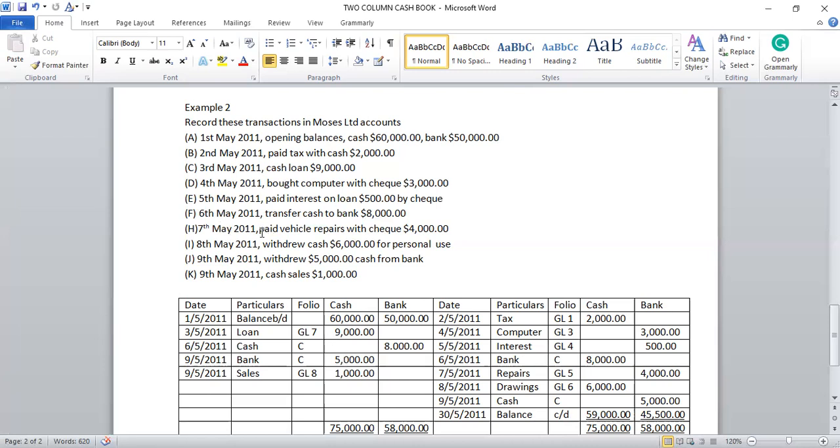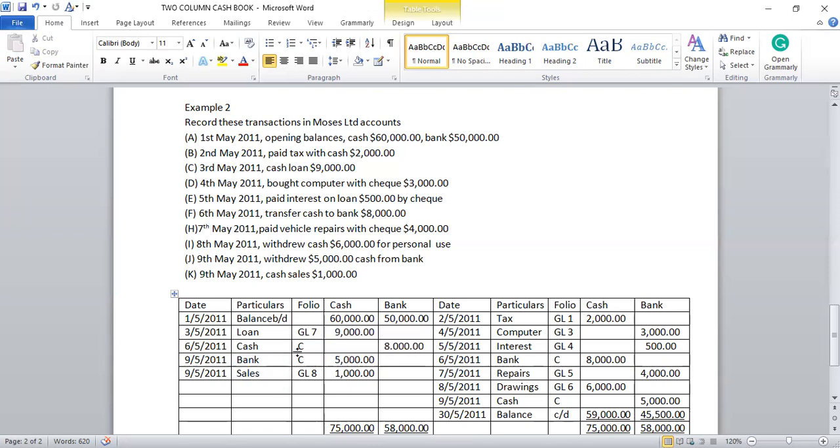And the last transaction, K, 9th May 2011, cash is $1,000. That is, goods were sold and cash paid immediately. So the cash account is going to receive the money. So the cash account will be what? Debited. So when we come here, 9th May 2011, that is the date, or 9/5/2011, and the particulars is sales. That's where the corresponding entry can be found.